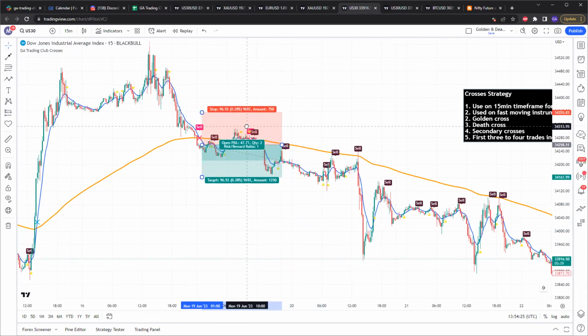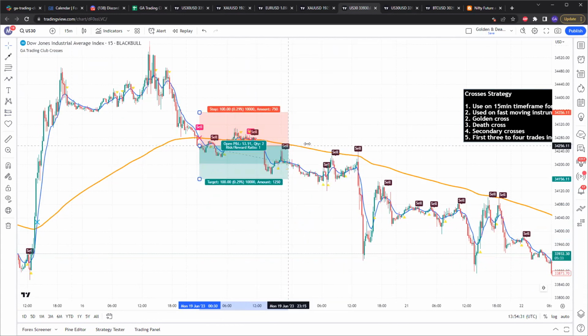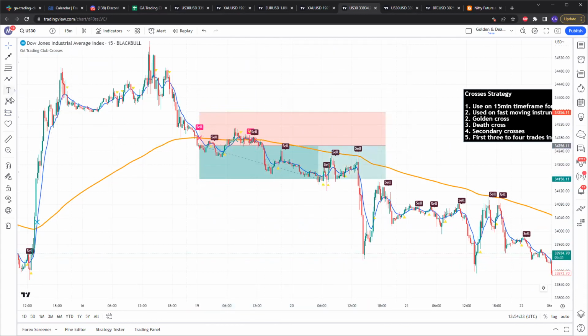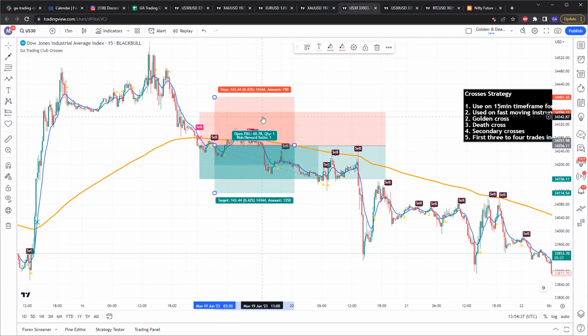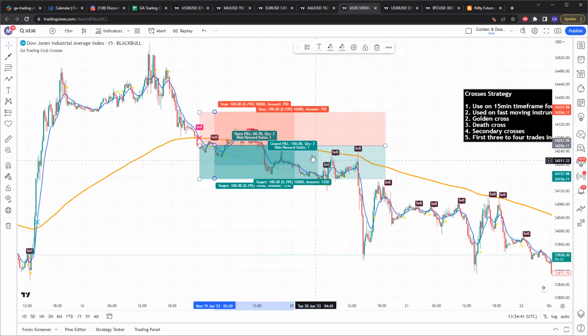Short position, right? I'm guessing somewhere there. And then US 30, full TP on the first one. Same thing, right? The key thing is to trust the trade. Don't, right? If you start questioning, you might mess up your win rate.